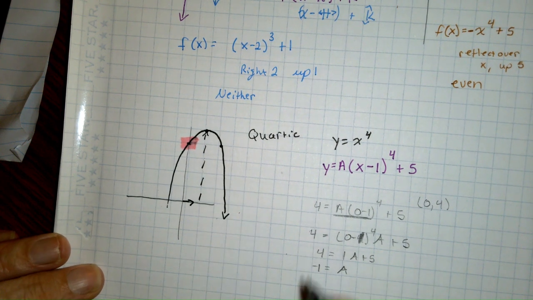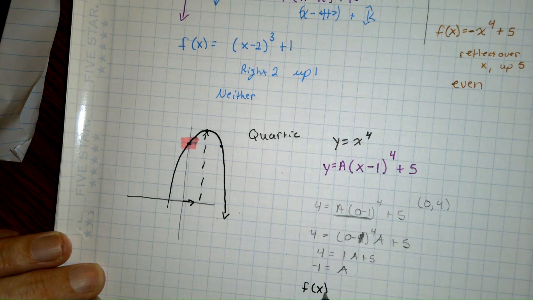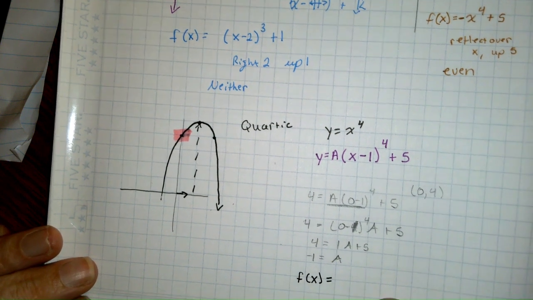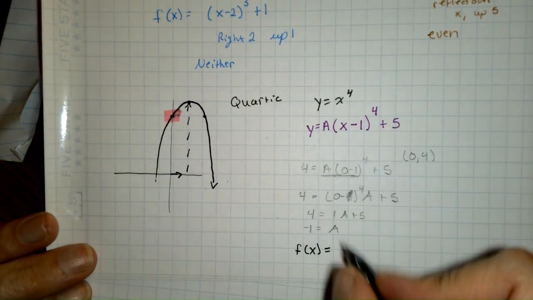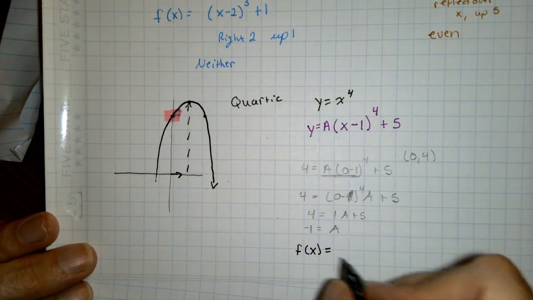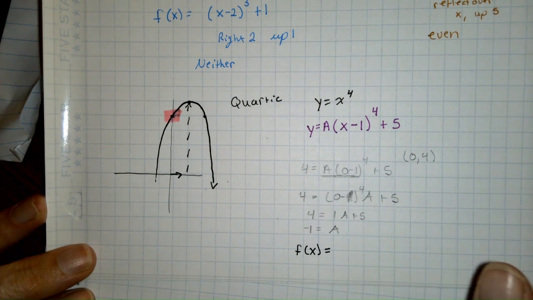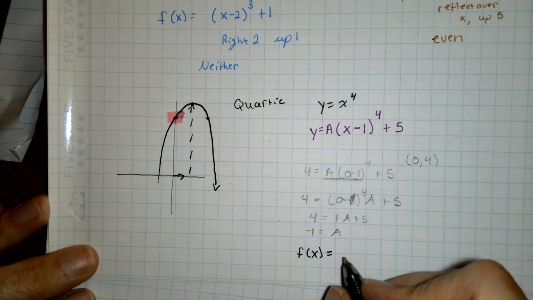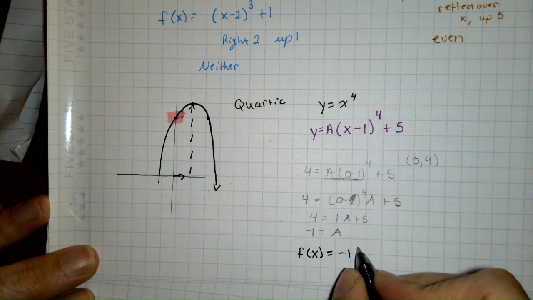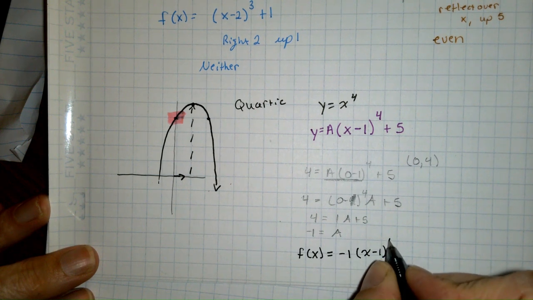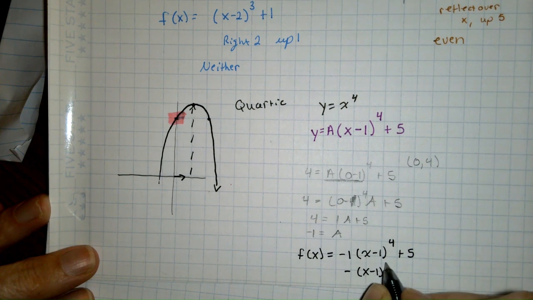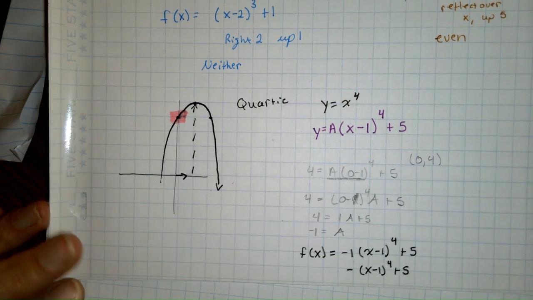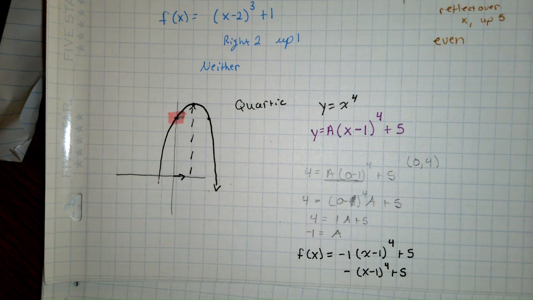So the equation of this line is f of x, sorry, not a line, but the polygon, or, not the polygon, the polynomial is negative 1 times (x minus 1) to the fourth power plus 5, or negative (x minus 1) to the fourth power plus 5. Either way of writing it is very suitable.